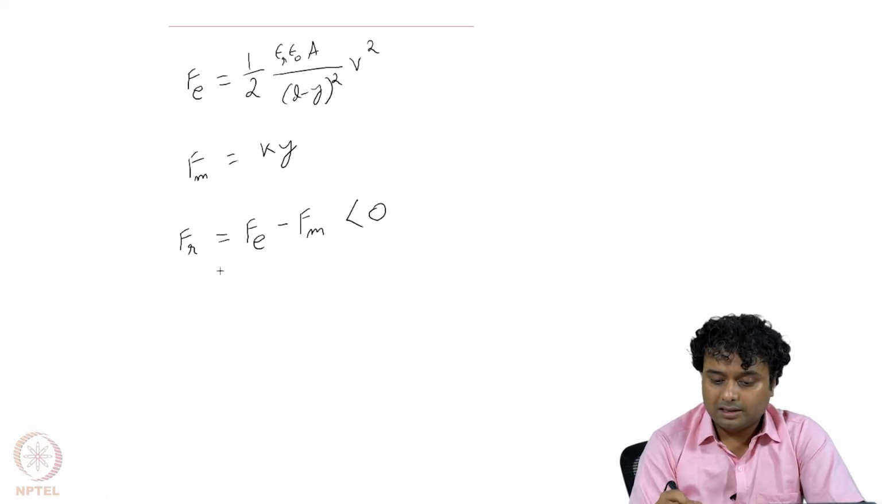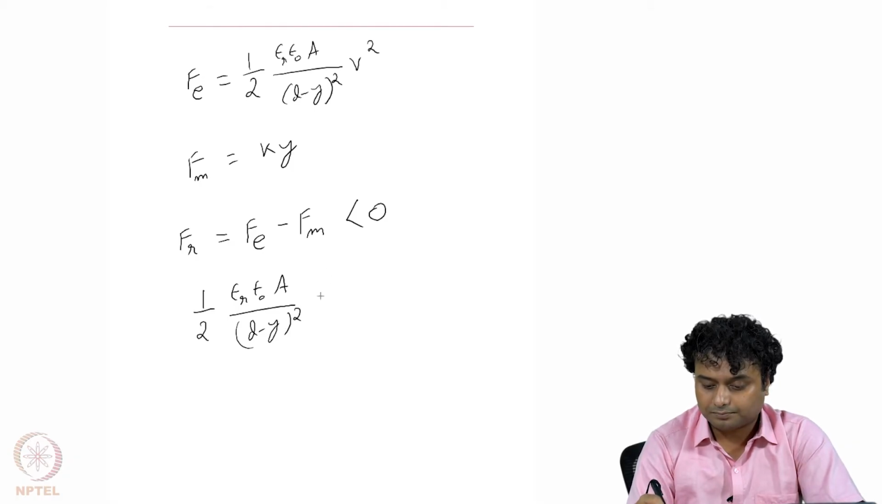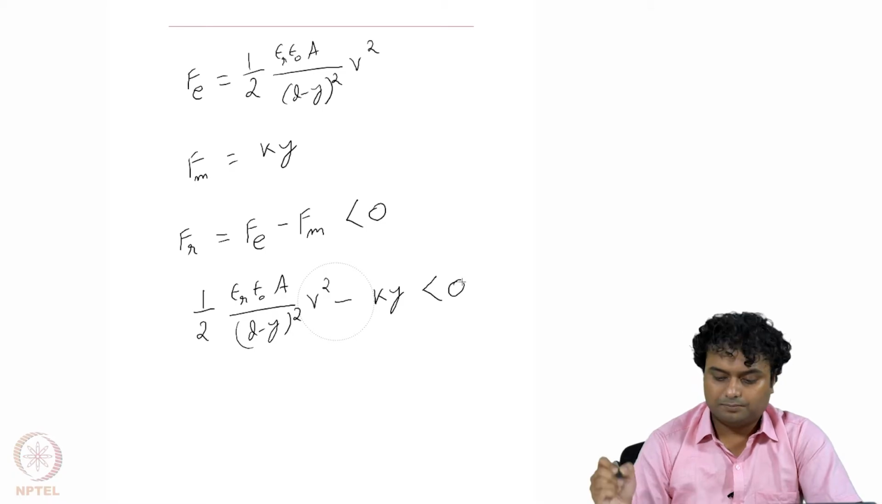So we can write then that half of epsilon r epsilon naught A divided by d minus y whole square, v square, minus the mechanical force ky, is less than 0.